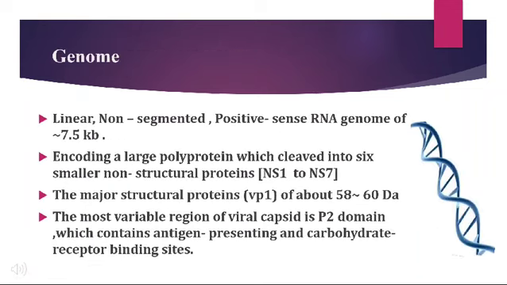Its genome. It is linear in nature, a non-segmented positive sense RNA, with a genome of 7.5 kb, encoding a large protein which is cleaved into 6 smaller non-structural proteins. The major structural protein is about 58 to 60 kilodaltons. The most variable region of the viral capsid is the P2 domain, which contains antigen presenting and carbohydrate receptor binding sites.